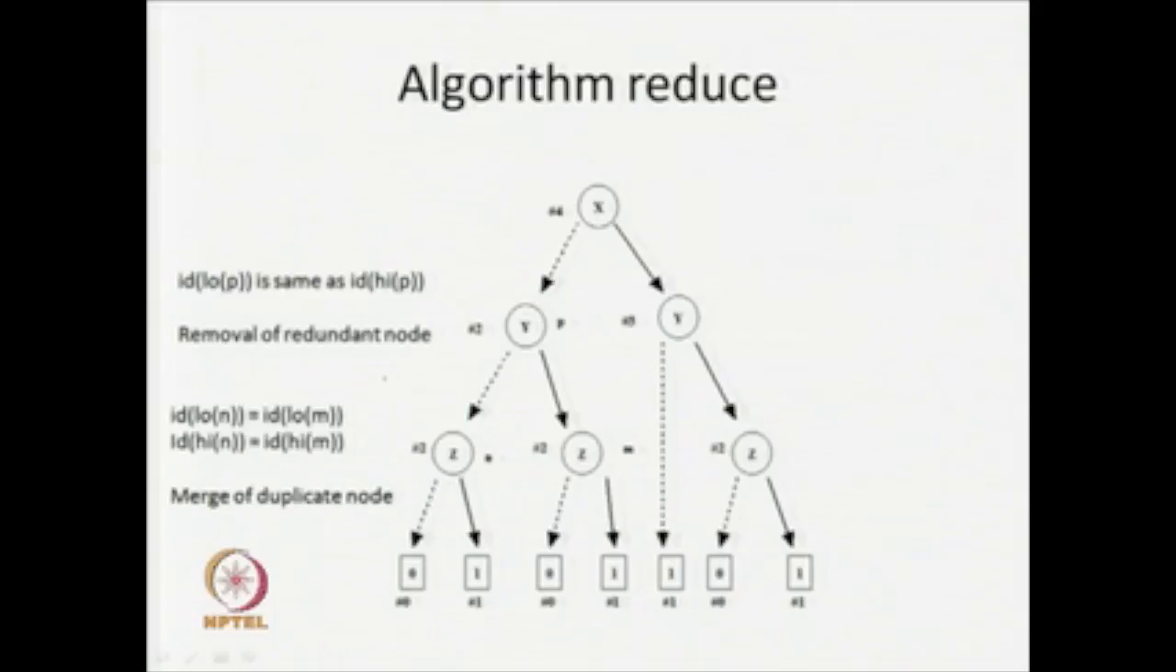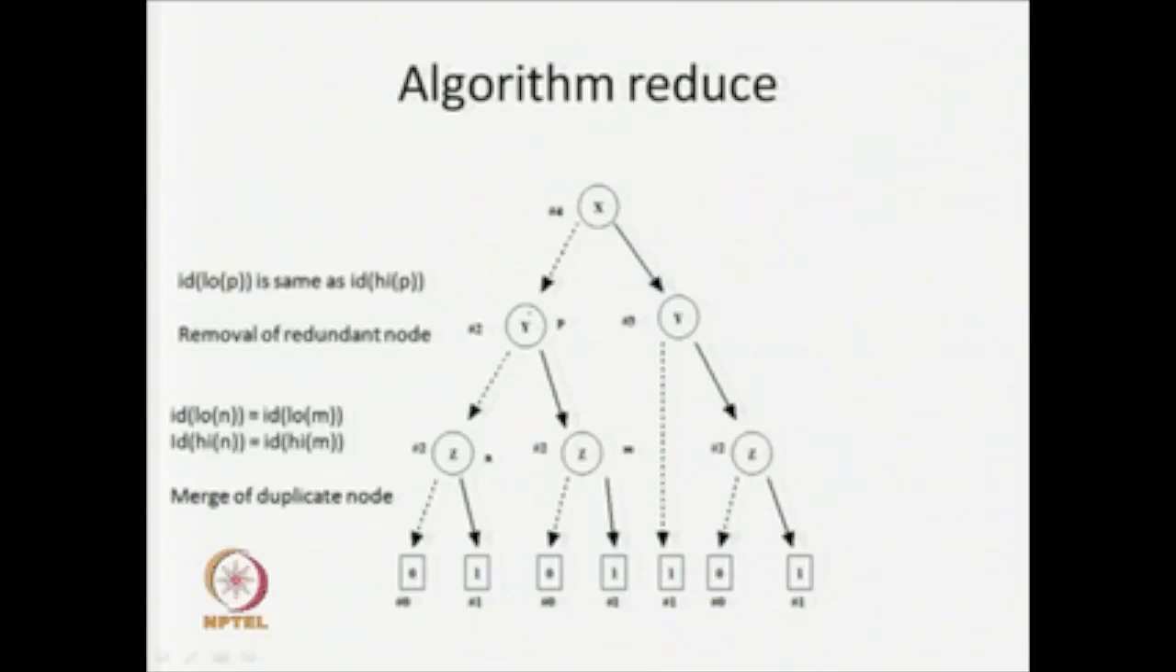And secondly, we have another one, removal of redundant nodes. So, if ID of low of p is the same as ID of high of p. So, we are just saying that this is labeled with p and these are level n and m. So, that is why I am saying n and m. So, that can be merged and similarly, it can be merged. And now, since for this node p low and high are the same, we can remove these. So, basically these are the rules that we are going to apply.